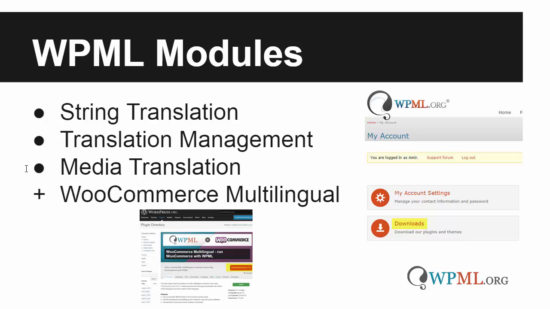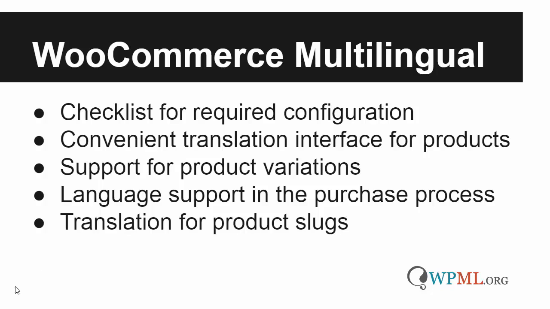And you need to use WooCommerce Multilingual. All of these WPML elements are coming from WPML.org. WooCommerce Multilingual comes from WordPress.org. So what WooCommerce Multilingual actually does is it's basically an integration plugin between WooCommerce and WPML. It includes several features which allow you to translate everything in a WooCommerce site and make this translation process easy.